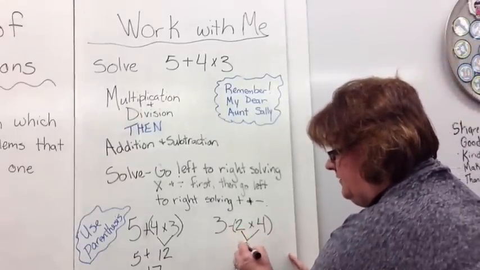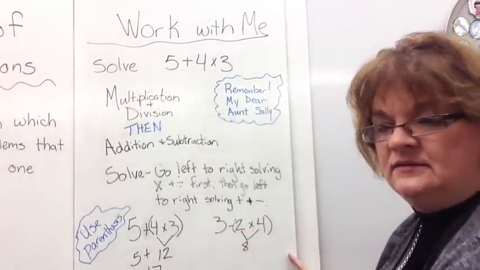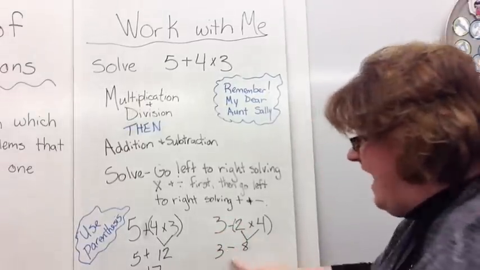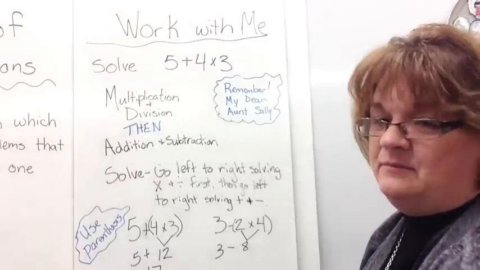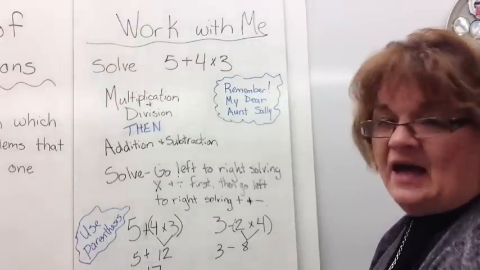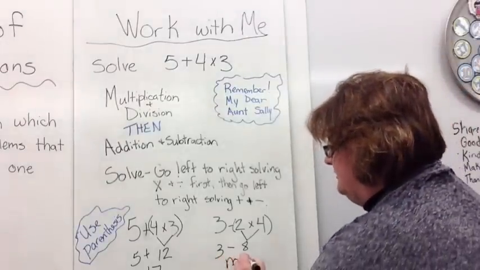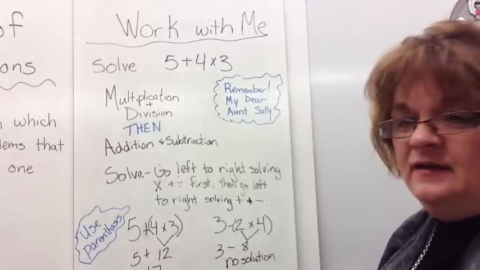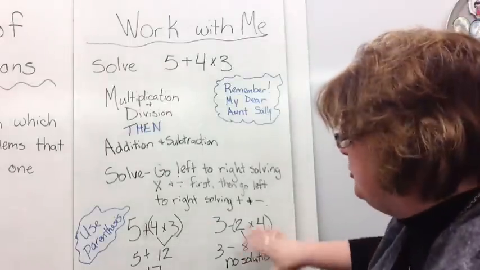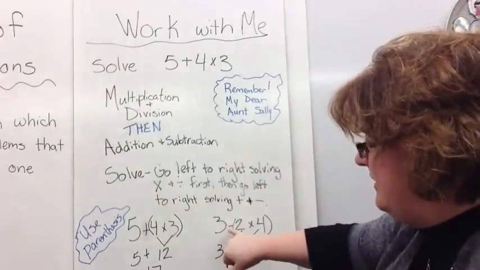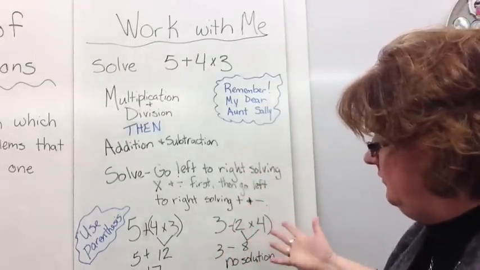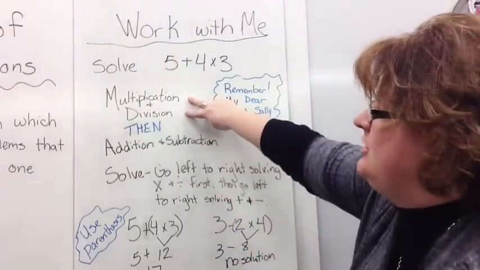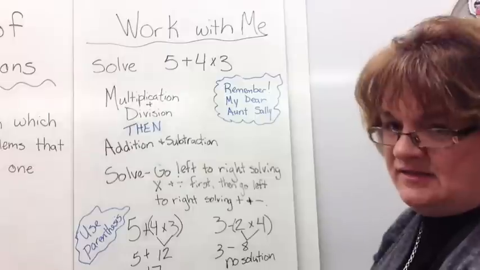2 times 4, I know, is equal to 8. Then I simply bring down the subtraction. That I can't do. I can't subtract 8 minus 3. So that's where I'm going to stop and write no solution. Okay? That will sometimes happen. But you must do this part first. Now, if you did 3 minus 2, which is 1, times 4, answer would be 4, that would be wrong. Okay? Because you have to do multiplication and division first, then addition and subtraction.